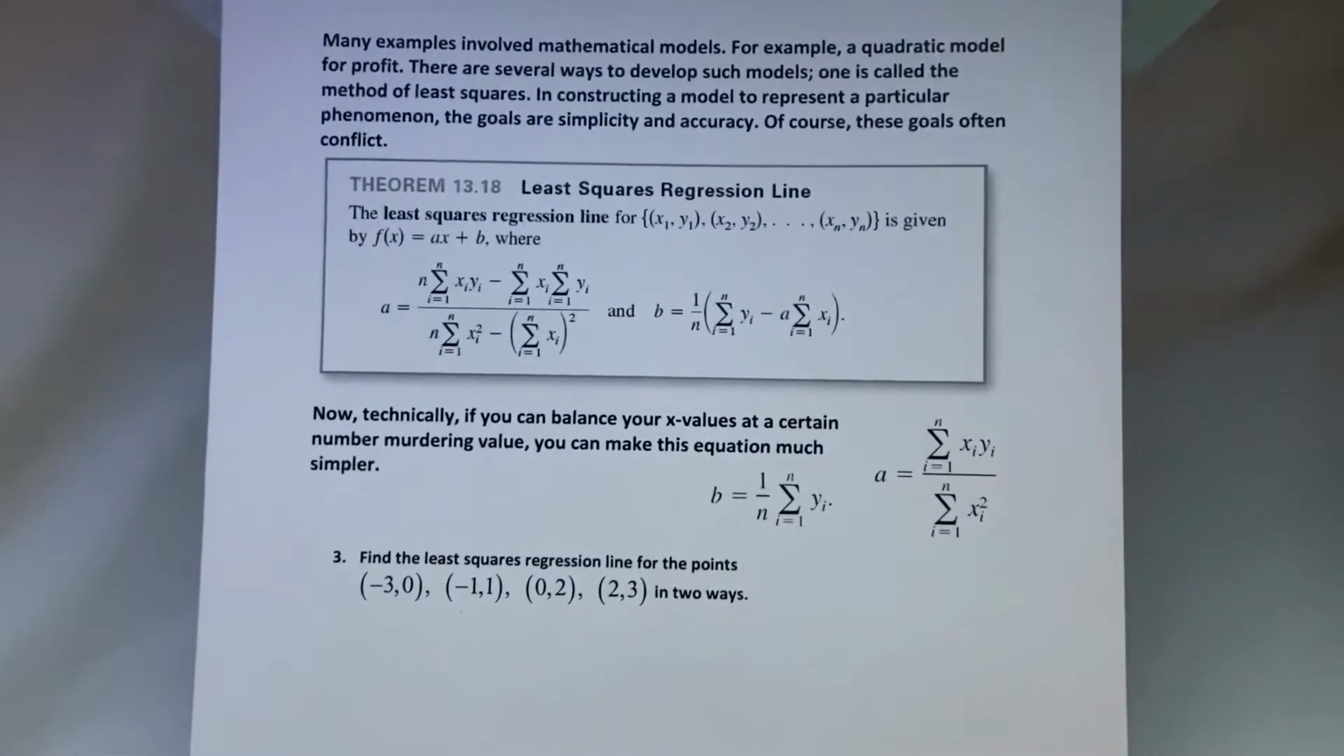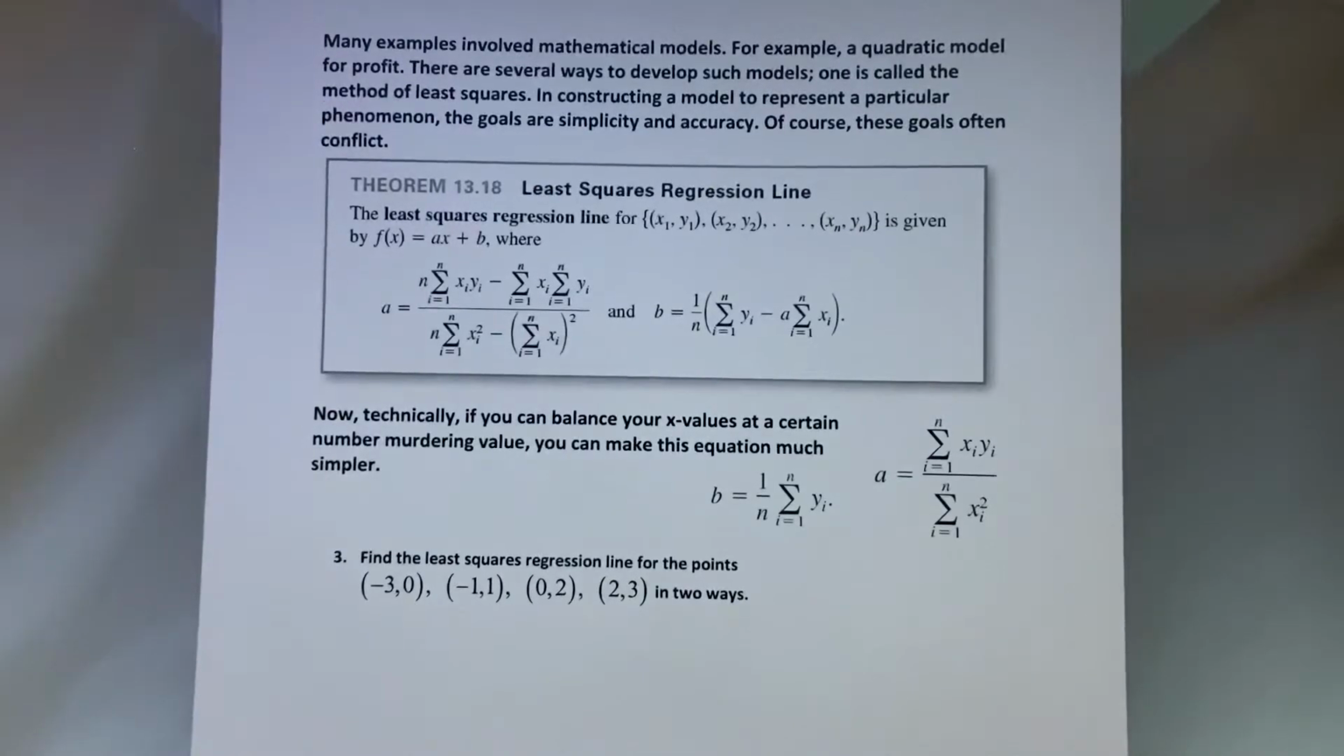Now, one interesting example for 13.9 is many things in use mathematical models. For example, a quadratic model for profit. There's several ways to develop types of models. One model that people use is least squares often. In constructing a model to represent a particular phenomenon, the goals are simplicity and accuracy.